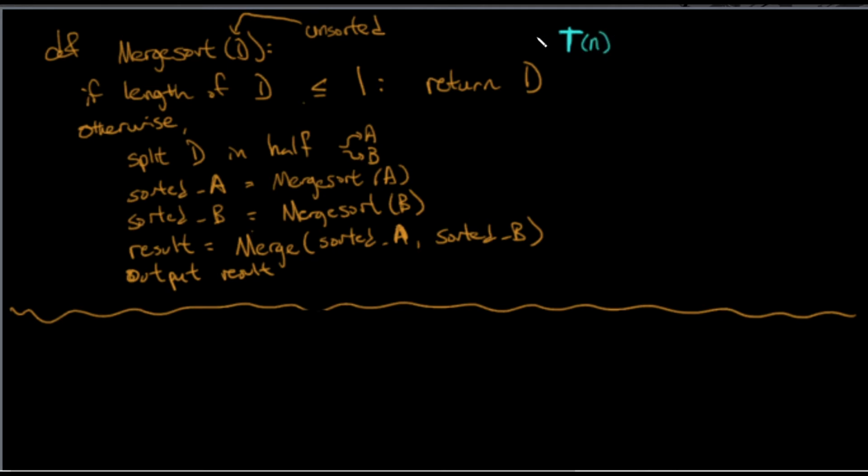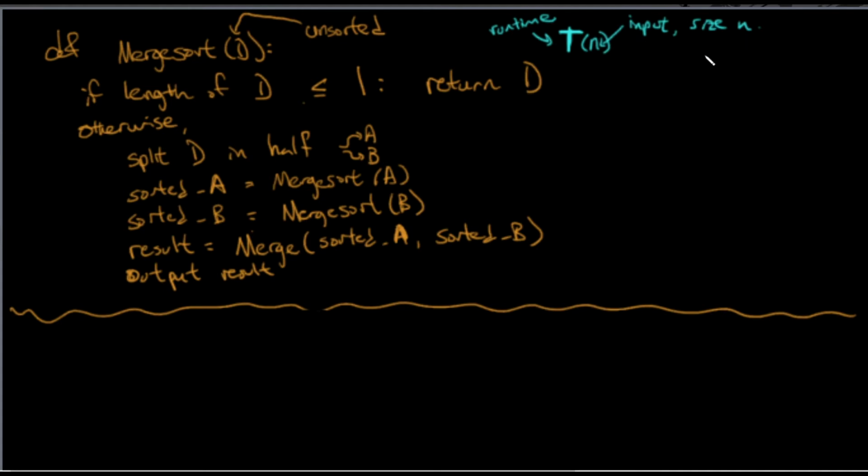What capital T of n means is that the big T stands for runtime, and the n stands for an input of size n. And so we're going to go through each of these lines here and look at the runtimes of each.